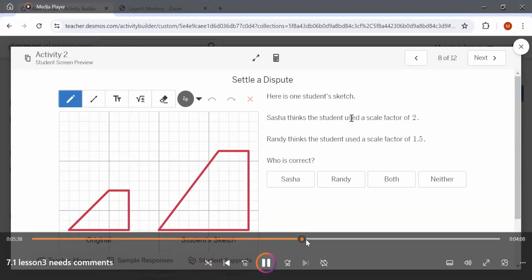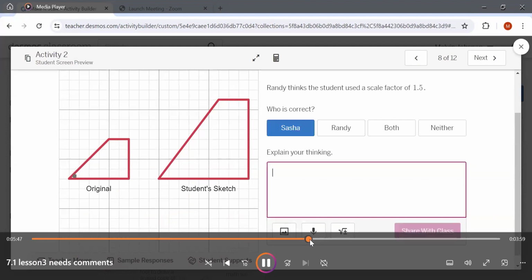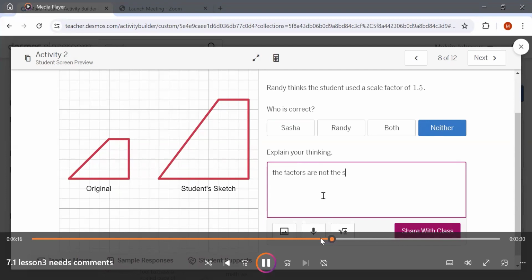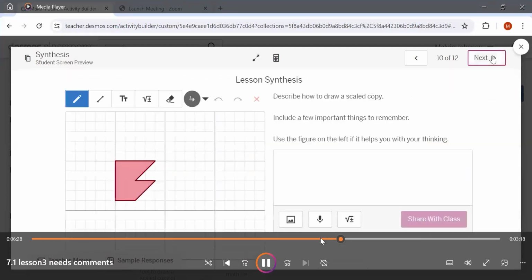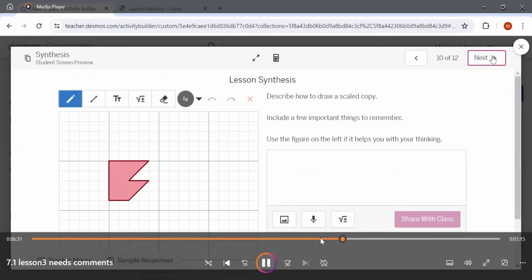As we move on, you'll see it. See, I put in Sasha. I was wrong. But now I put neither, because that's the correct answer, neither, because the sides do not match. The scale factors for the sides do not match. I will reiterate: if the original has a certain number on one side and the scale copy has the same number on one side but a different number on the other, it is not a scale copy.